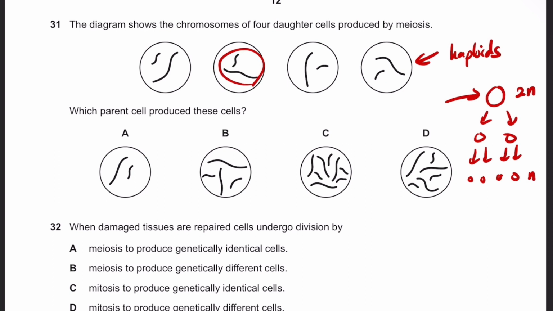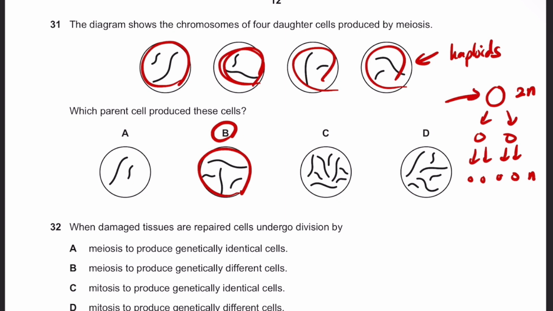So hence the answer should be B, because there are 4 chromosomes. The daughter cells have 2 chromosomes each, and the parent cell must be diploid, so it should have 4 chromosomes. Hence, the answer is B.